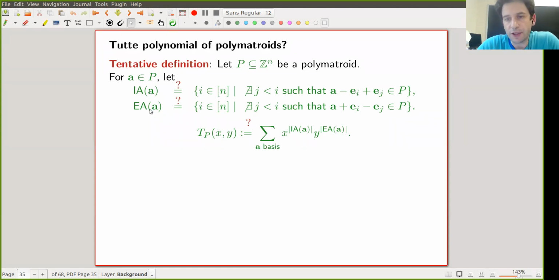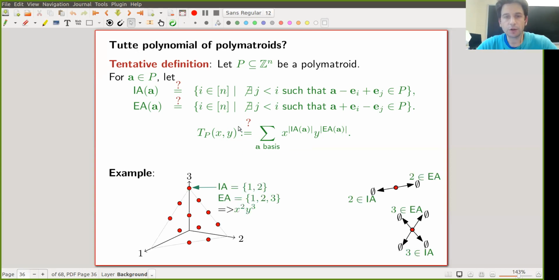And similarly for externally active, you say that I is externally active if you cannot increase I while decreasing a smaller J. And then naturally, you may want to define your Tutte polynomial in this manner.